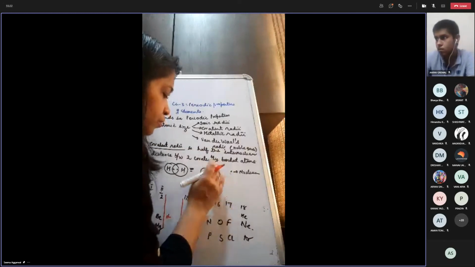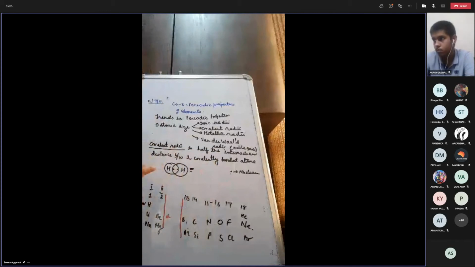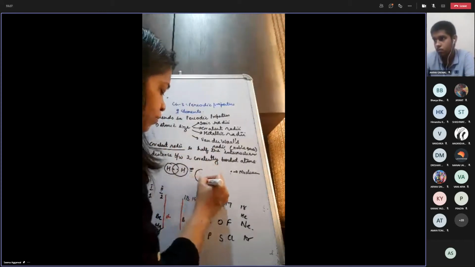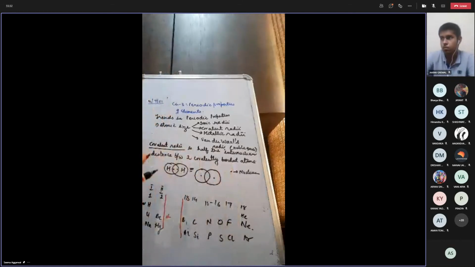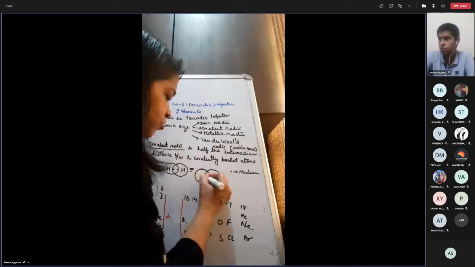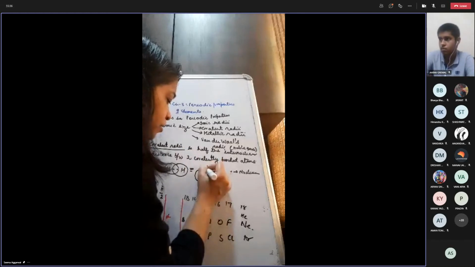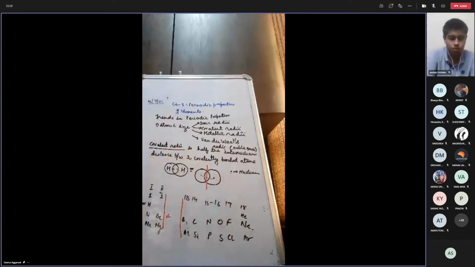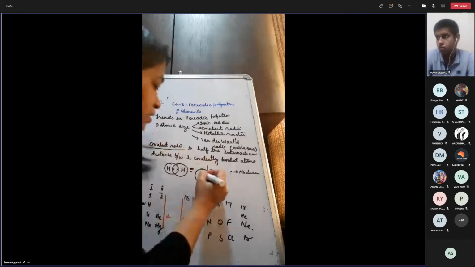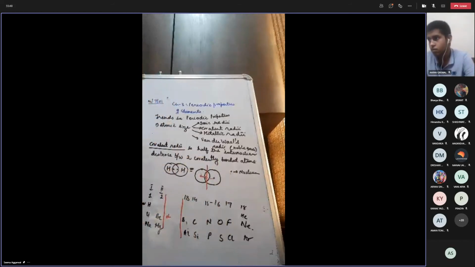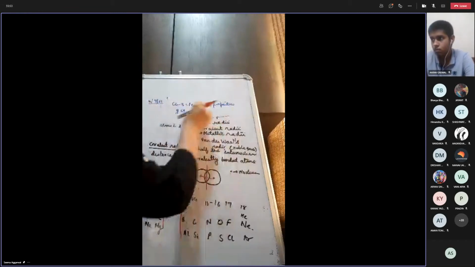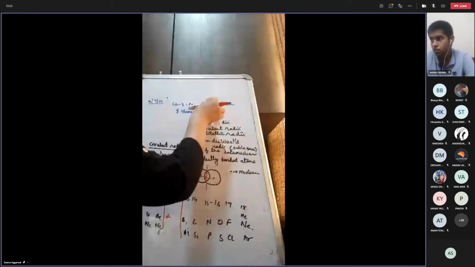Okay, let me draw it a little bit bigger so the point I want to tell you will be more clear. So it is the distance between the nuclei divided by 2. This is the covalent radii. It means this distance. This particular distance is called covalent radii. Now, do you think that this covalent radii is greater than or smaller than actual atomic radii?